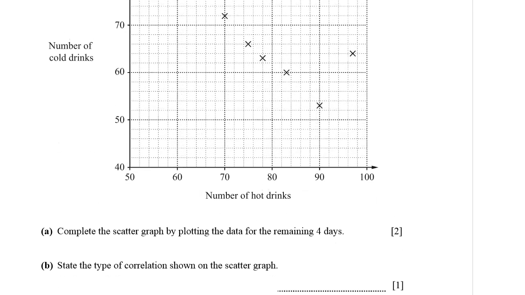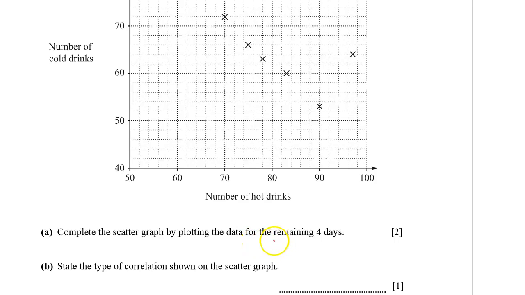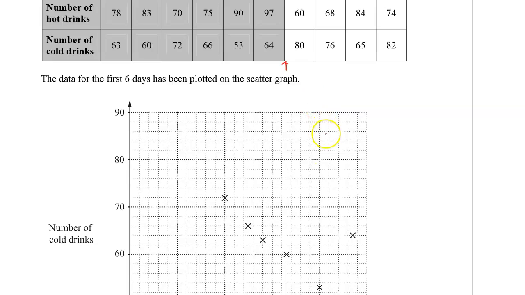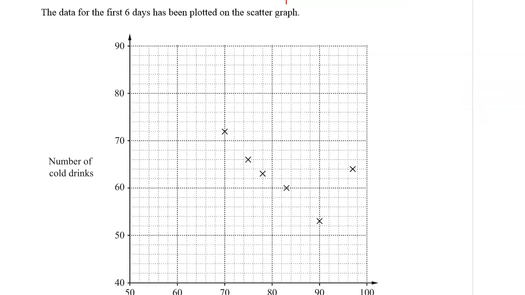What is the question here? Complete the scatter graph by plotting for the remaining 4 days. For the 6 days, up to where it is shaded, you can basically look at what she's plotting. You can see there's a scatter, 97 and 64. You can find where that is. 97 is right here for the hot drinks. Each one of these small divisions here is 2, so 2, 4, 6, and on the x-axis it's the same. 62, 64. So right there.